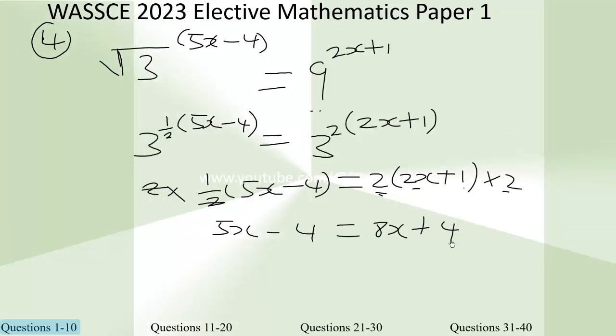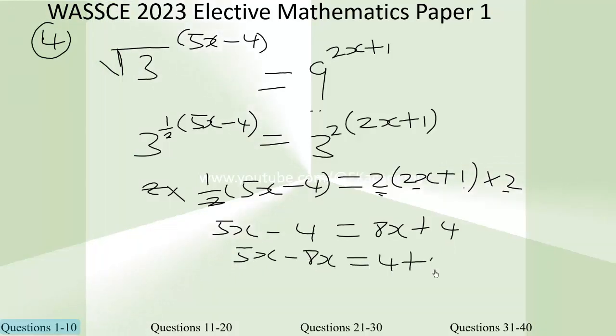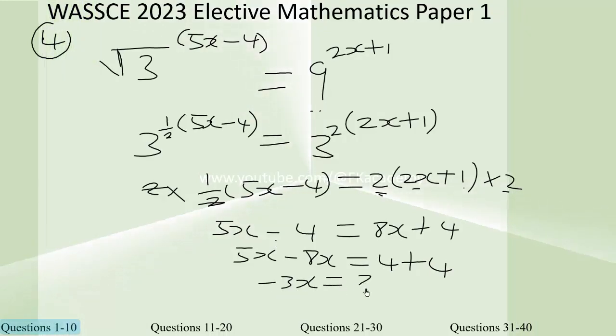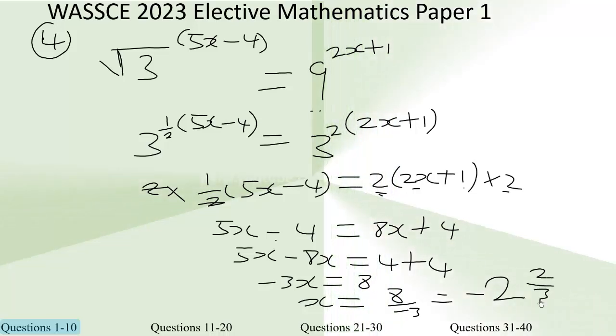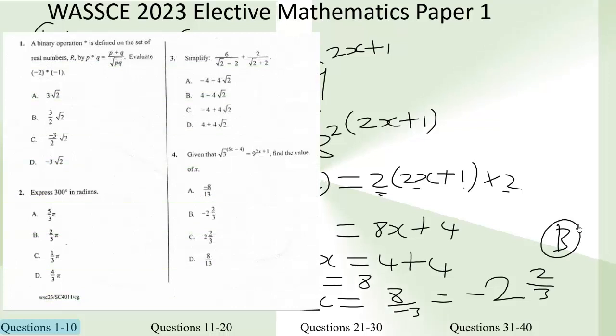Now we can group the like terms. So we have 5x minus 8x is equal to 4 plus 4, because 4 is negative, becomes positive. We have negative 3x is equal to 8. So dividing through by negative 3, we get x to be equal to 8 over negative 3, which is the same as negative 2 whole number 2 over 3. So the correct answer is option B. Option B is correct.